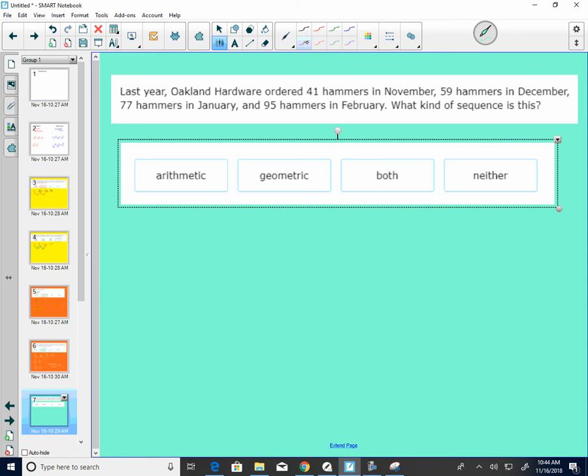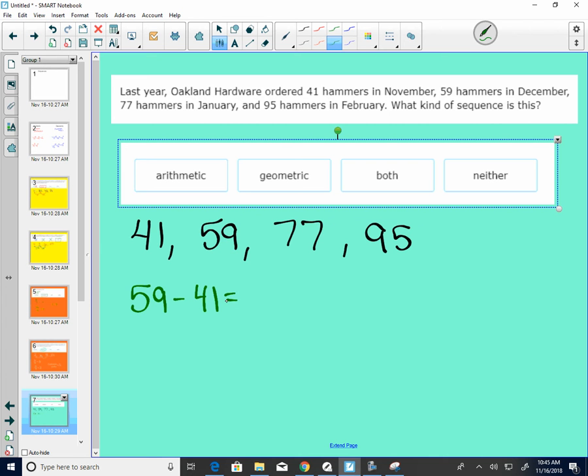Let's look at the next example. A hardware store ordered 41 hammers, and they ordered 59, then 77 in January, then 95 in February. So it's increasing, but not super fast, so I might want to check first to see if it's an arithmetic sequence. I'm going to do 59 minus 41, and that should give me 18. Remember, I start with the second and work backwards.